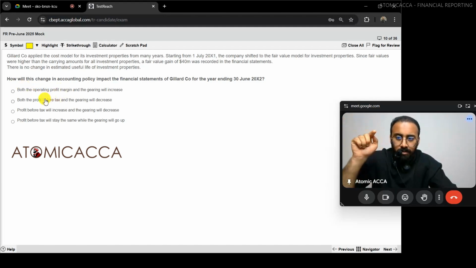Now let's look at the second, third and fourth. Profit before tax will decrease, profit before tax will increase, profit before tax will stay the same, while gearing will go up. Now is this a gain? Yes. If a gain is recorded, profit before tax will definitely go up because this is after PBIT, and if it's written over there, profit before tax will go up. So profit before tax going up is confirmed. So profit before tax will decrease, wrong. Profit before tax will stay the same, wrong. So by default, option C is the only one remaining.